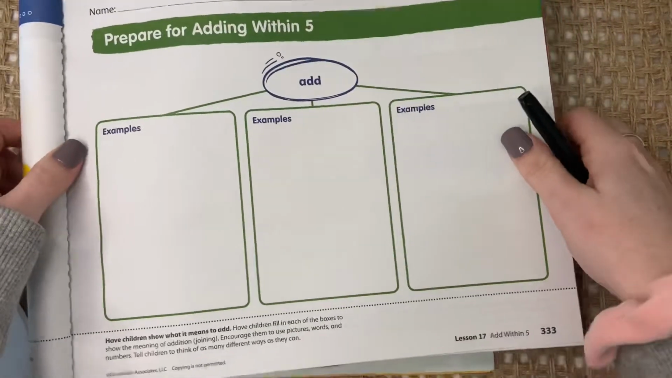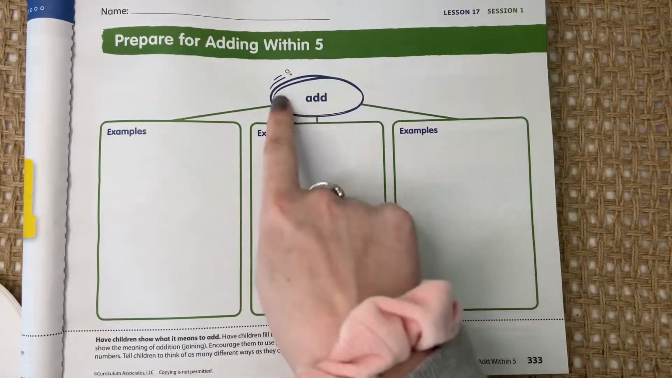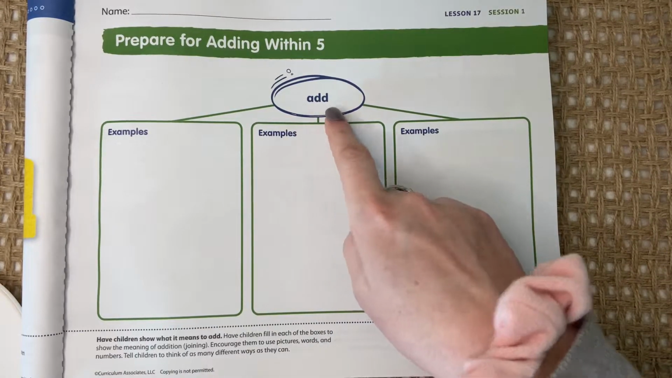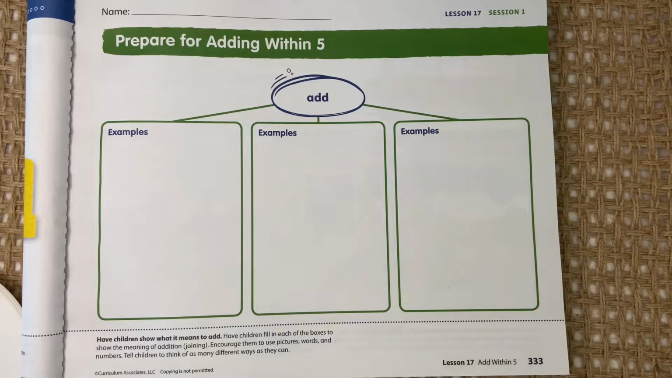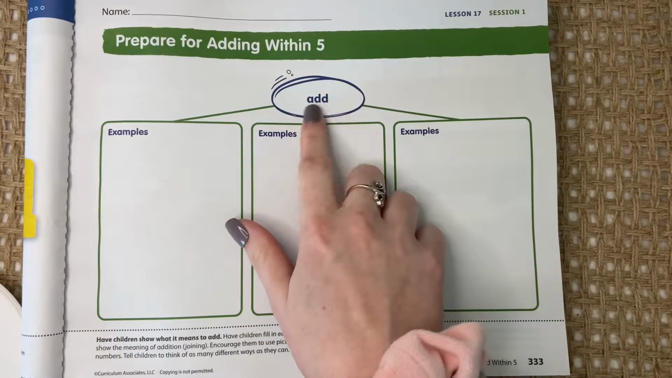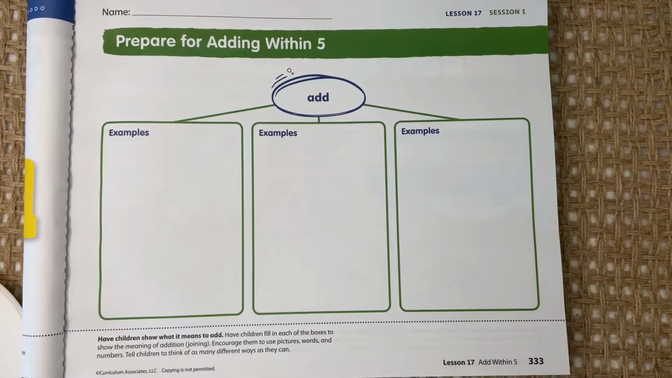Page 333. It looks just like this. Okay, and on this page, up here, this word in this circle says add. Add. ADD says add. That's what we're working on, is adding numbers together, right? We're learning addition, and the word for that is add. We're adding numbers. So we want to show 3 different examples in these boxes of what it can look like to add numbers together, okay?